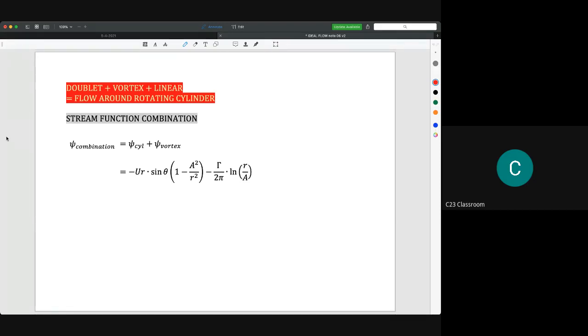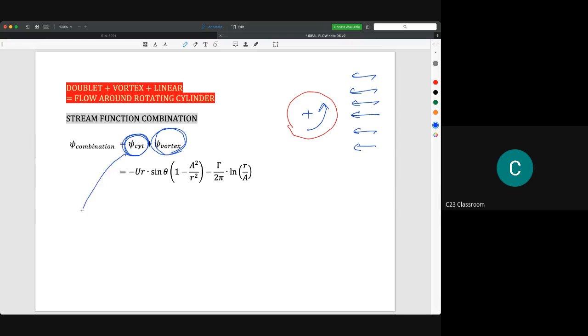Okay, now I hope you could imagine what is the idea of flow around cylinder. It means that you have a cylinder here, then you rotate this cylinder with certain speed, and then a linear flow comes like this. So what we could do here is combine the streamline for flow around cylinder with vortex. This is the common method for flow around a rotating cylinder.